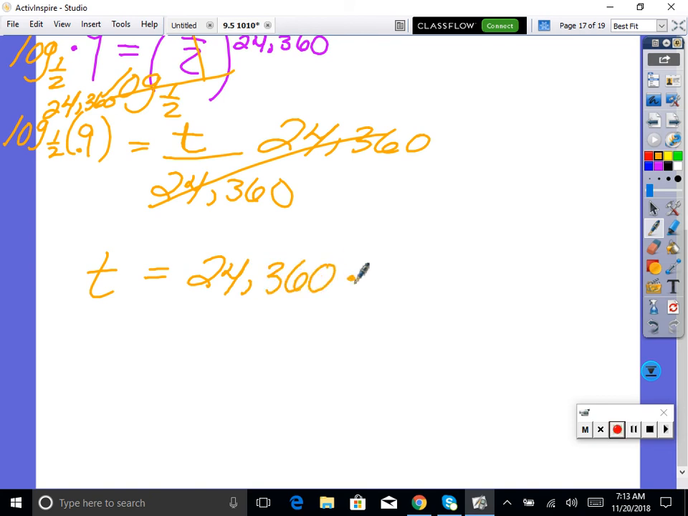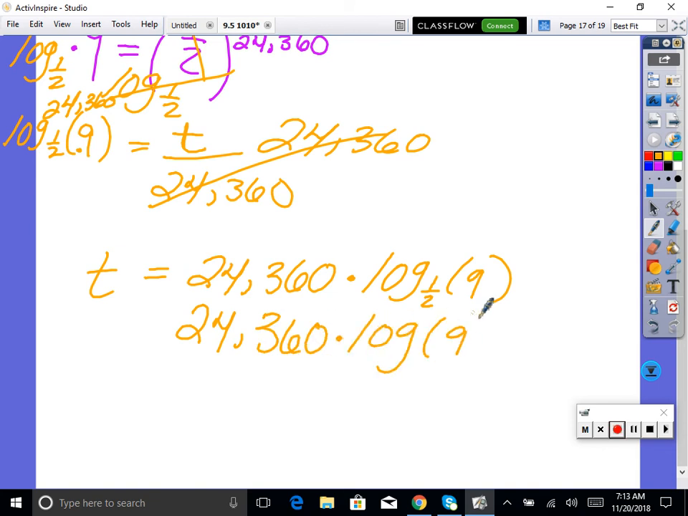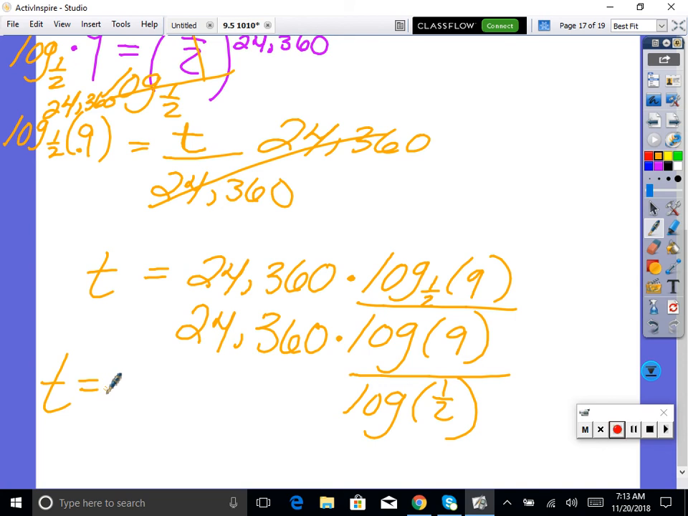24,360 times log to the base 1/2 of 0.9, which can't be written like that. We have 24,360 times log of 0.9, change of base formula, divided by log of 1/2. And now we can calculate it in our calculator. It's a lot of years. So let's hurry and calculate it. 3,702 years. Then it will be deadly.